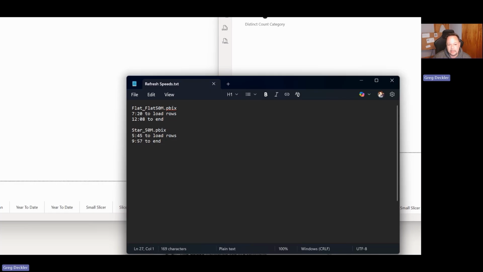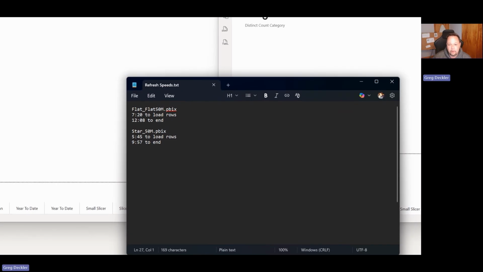It took 7 minutes and 20 seconds to load the rows. So that's when the counter on the fact table stopped, okay? And then there's always this processing that goes on, and I'm assuming that's it building the data dictionary, blah, blah, blah. So it ended at 12 minutes and 8 seconds. For the star 50 million, it took 5 minutes and 45 seconds to load the rows, and it ended after almost basically 10 minutes. So you're talking about a 2-minute difference, which is about a 20% difference in terms of the overall load times. So, I mean, nothing to really crow about. It's not significantly slower and that sort of stuff.